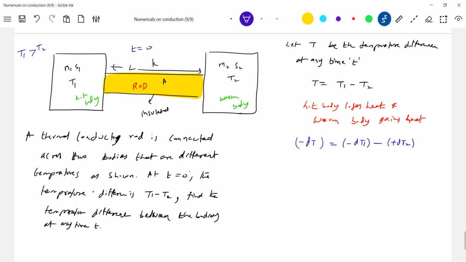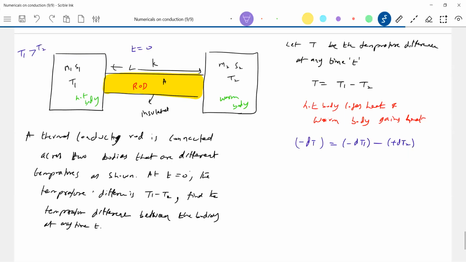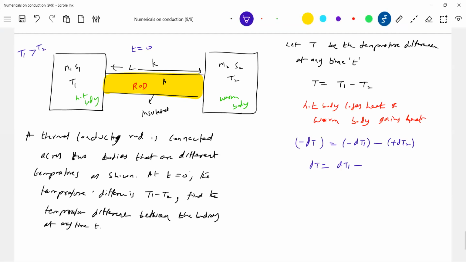Temperature difference will decrease. Temperature of hot body will decrease. Temperature of cold body will increase. So therefore this will become dT1 plus dT2.